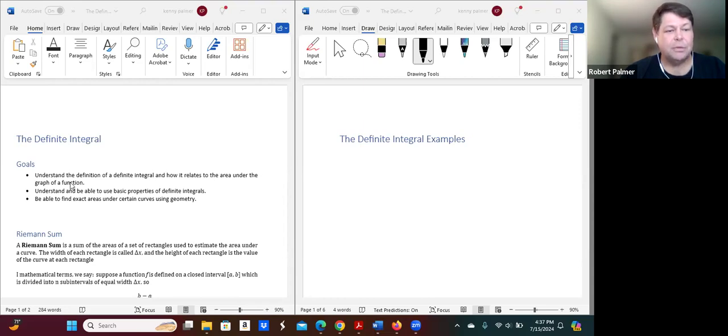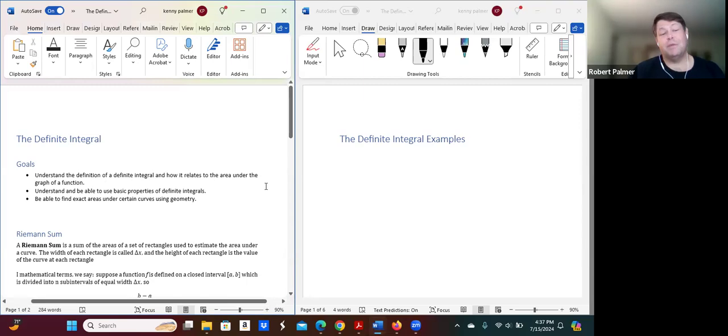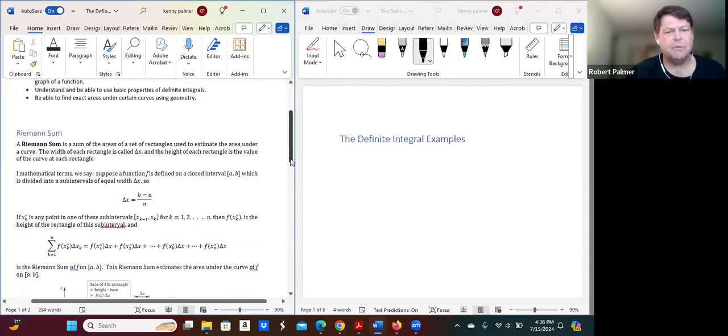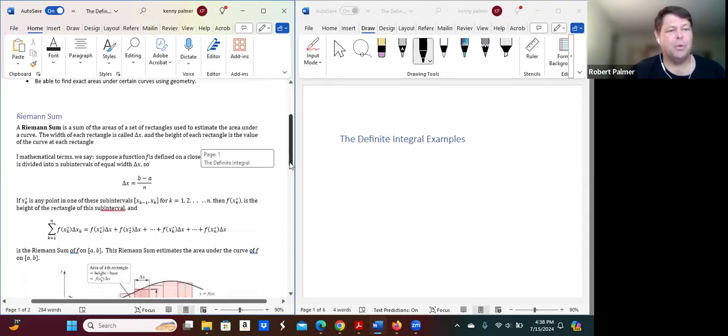So our goal is to understand what the definition of the definite integral is and how it relates to the area of the curve of the graph of a function. We also want to understand some basic properties of definite integrals, see how they relate to properties of derivatives, and find the exact areas under certain curves using geometry. So first, I'll remind you what a Riemann sum is.